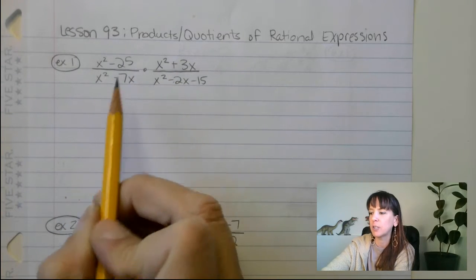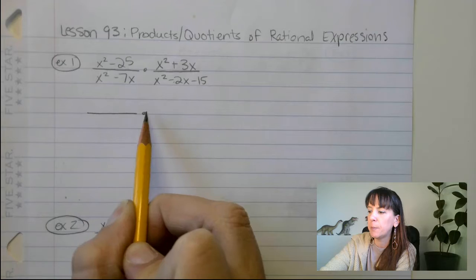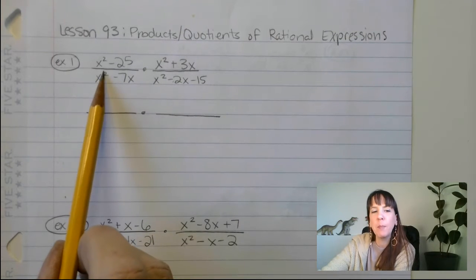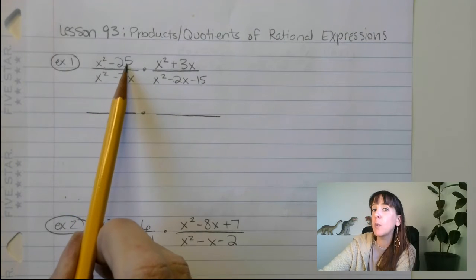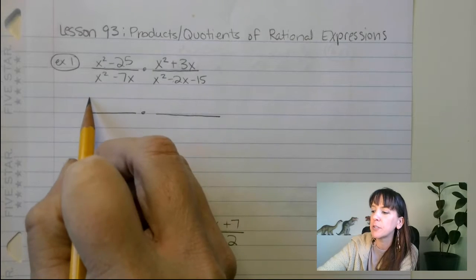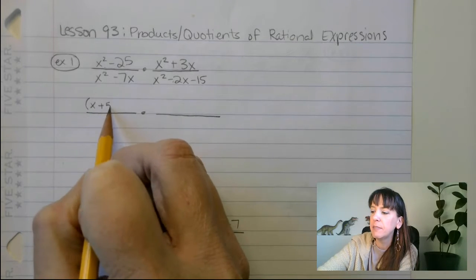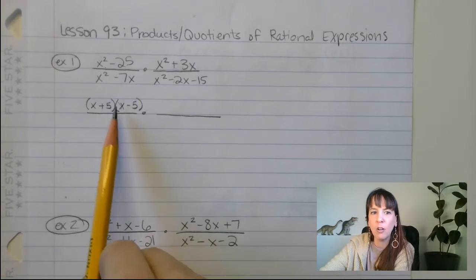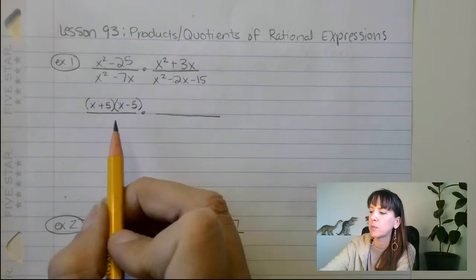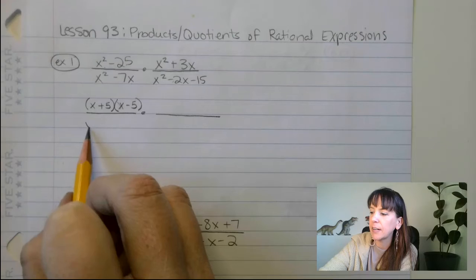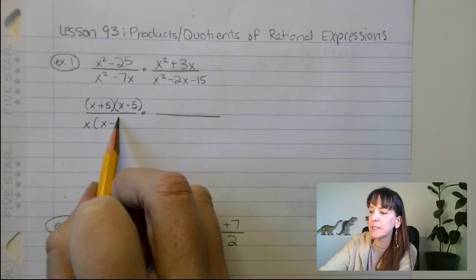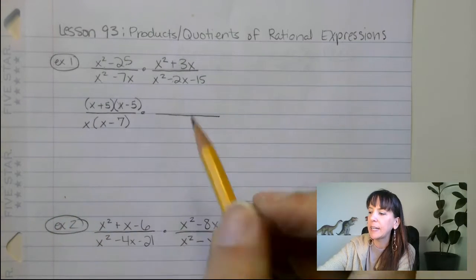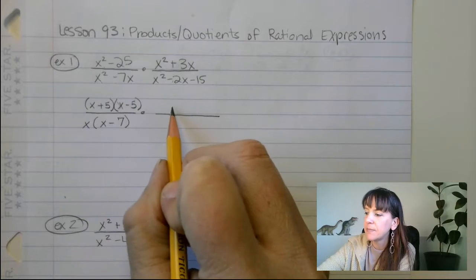So I'm going to do that and write them down below. This first one, remember when you have perfect square minus perfect square, it's a difference of squares. So this is going to be x plus 5, x minus 5, because if we went ahead and distributed this all the way around, we would get x squared minus 25. Down here, I can only take out an x. So x minus 7. Right here, I can take out an x.